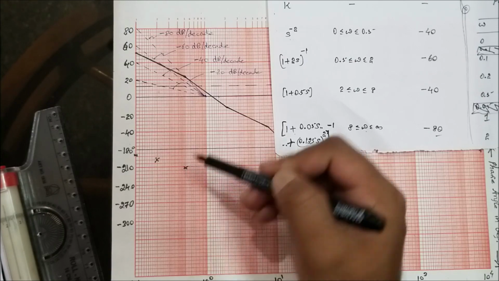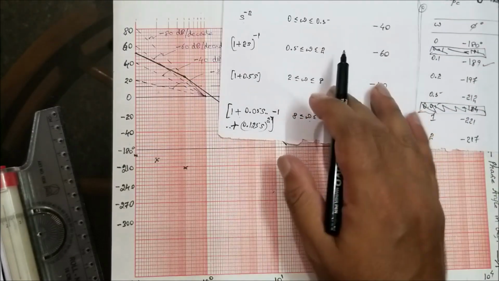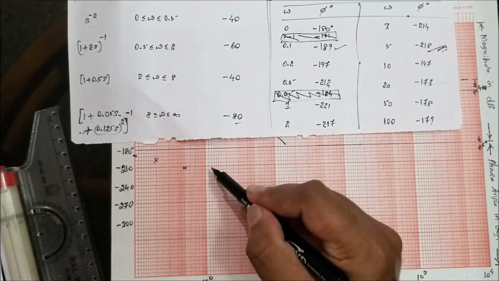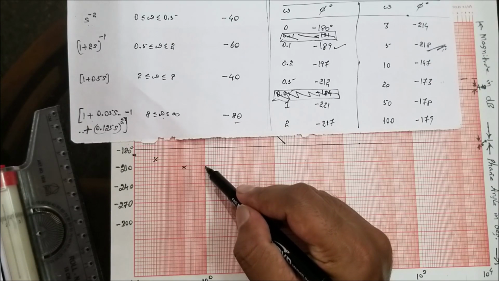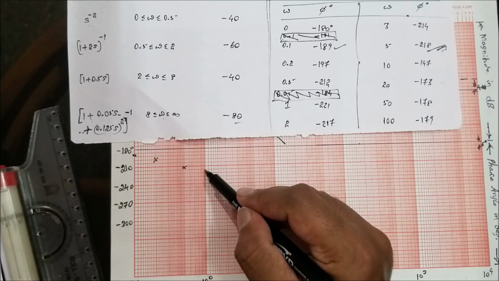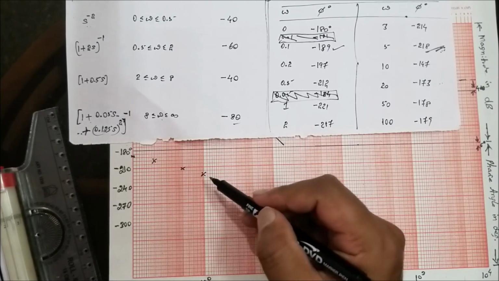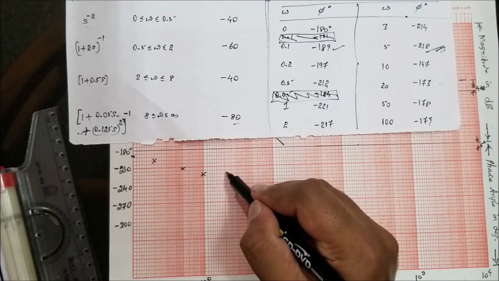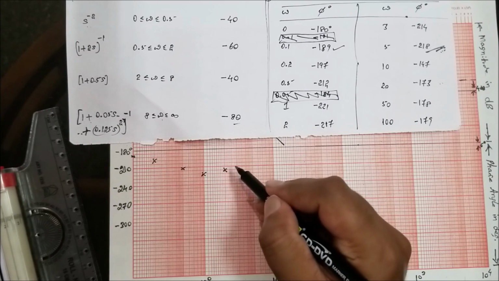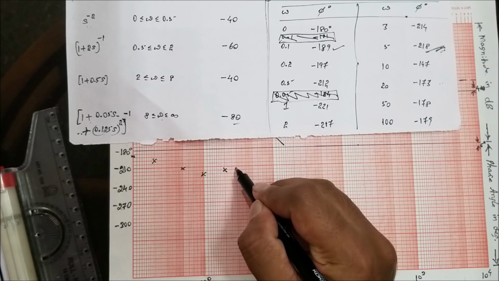And a bit above that. Next, at 1 radian per second it is minus 221. It is minus 221, 210, 216, 216 plus 6 is 222. So here I will get this point. Next, for 2 radians per second it is minus 217, so again it will move up like this. And then for 3 it is minus 214, again a bit up somewhere here.